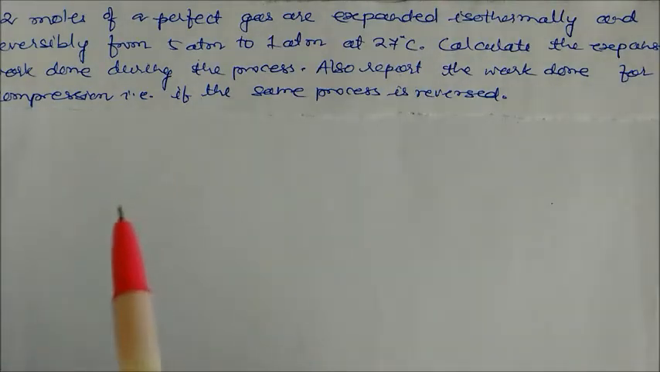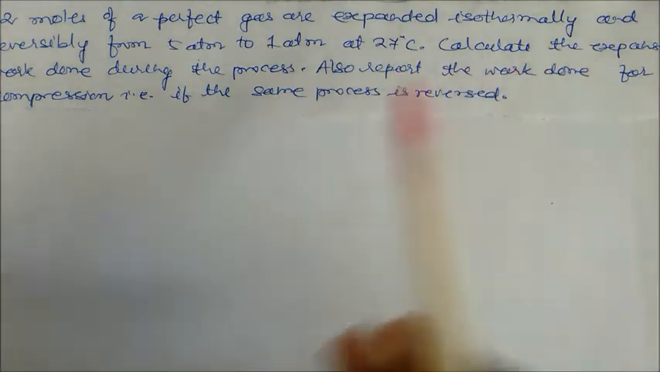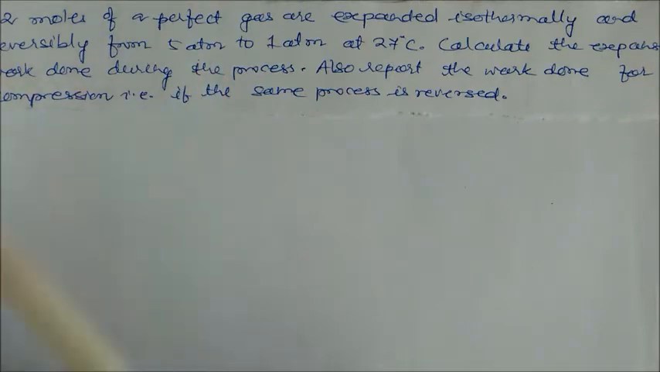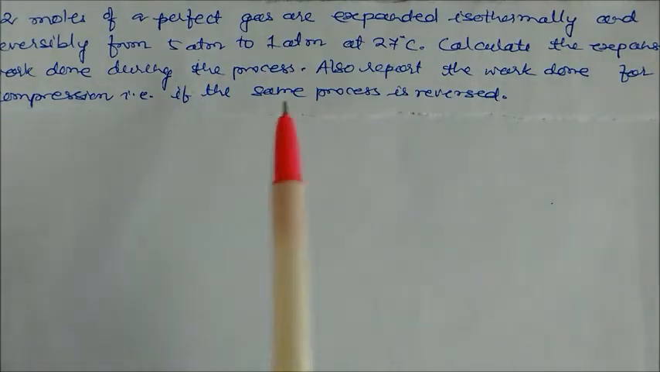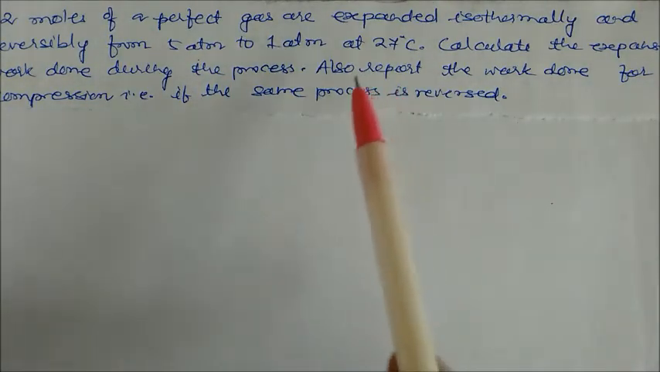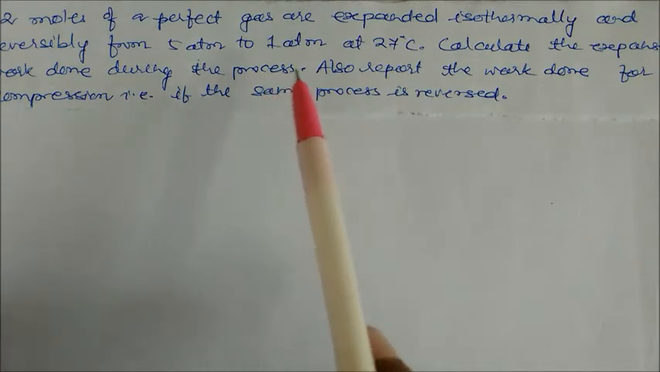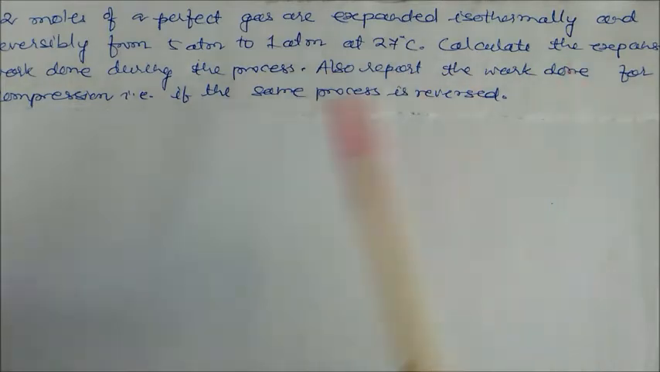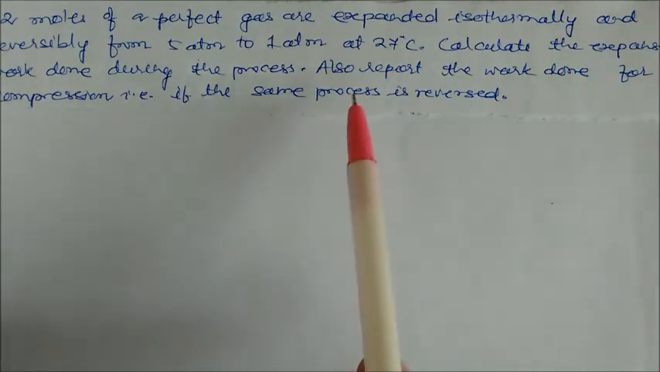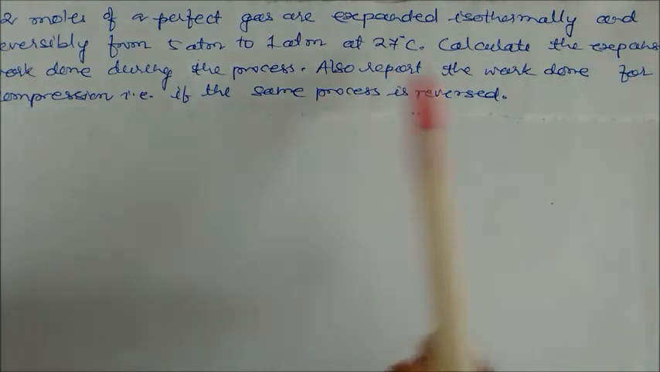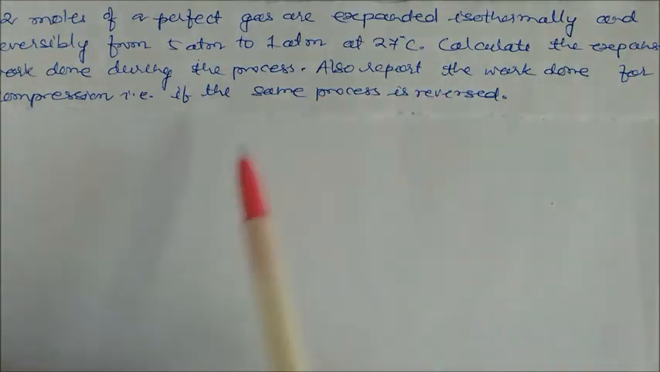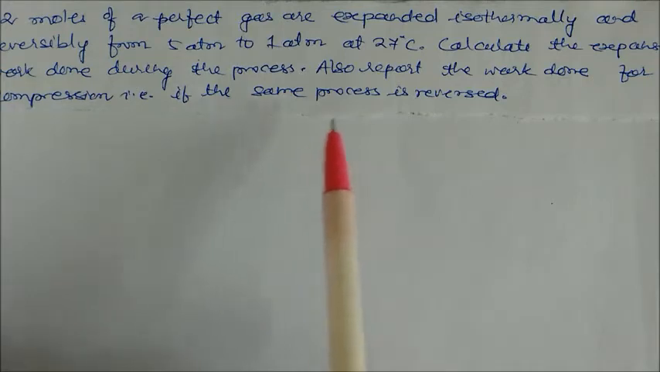Here 2 moles of a perfect gas are expanded isothermally and reversibly from 5 atmosphere to 1 atmosphere. So high pressure to lower pressure, that is expanded. Calculate the expansion work done during the process at this temperature. Two questions are given. First is the expansion work done, and second is you have to report the work done for compression if the same process is reversed.